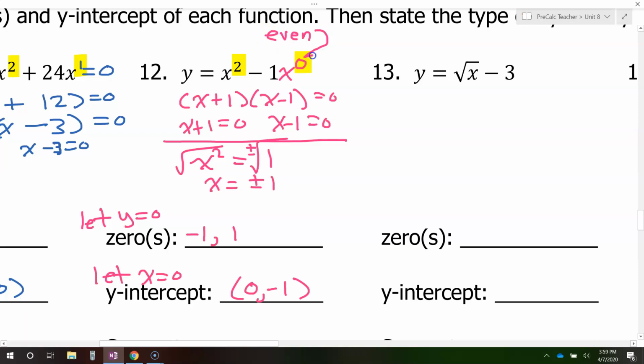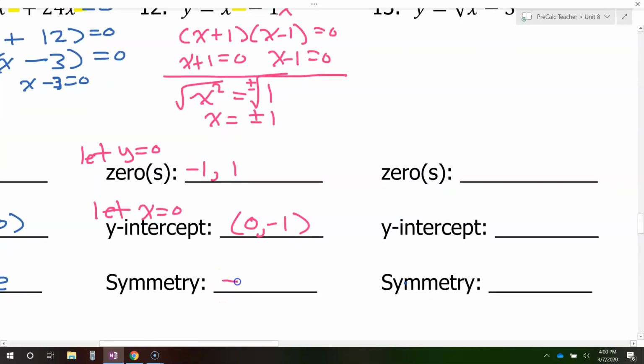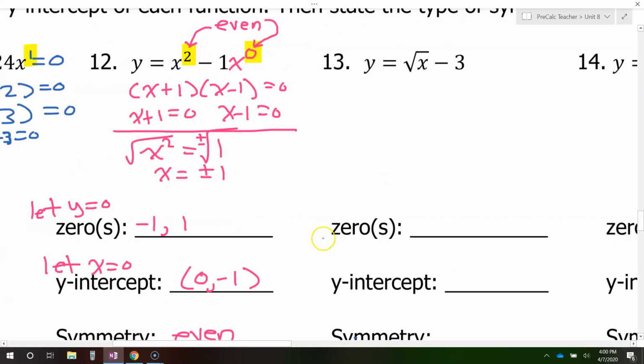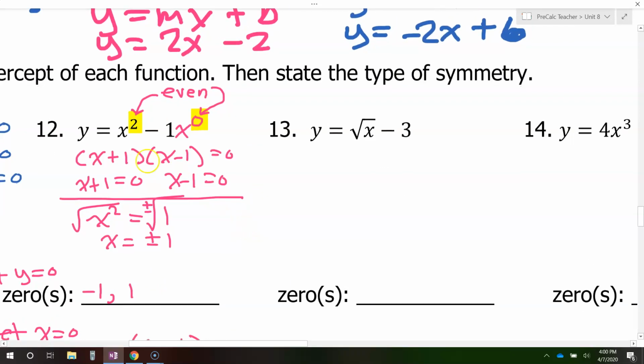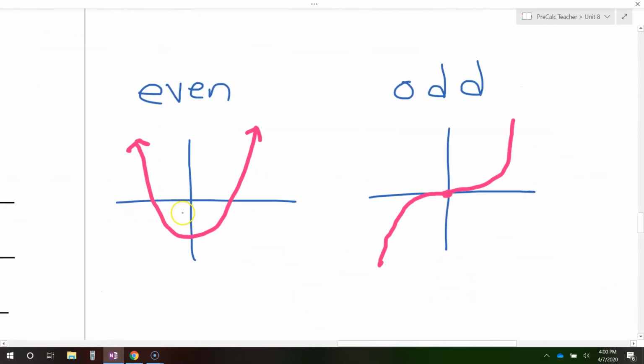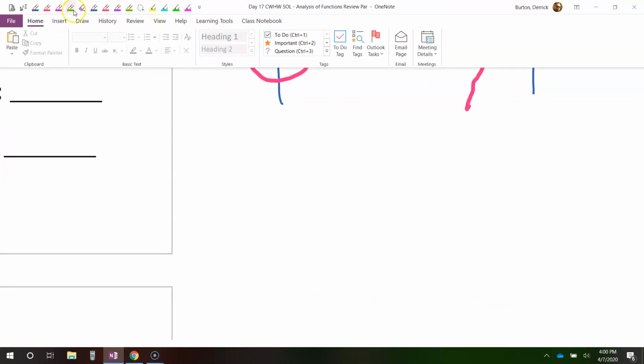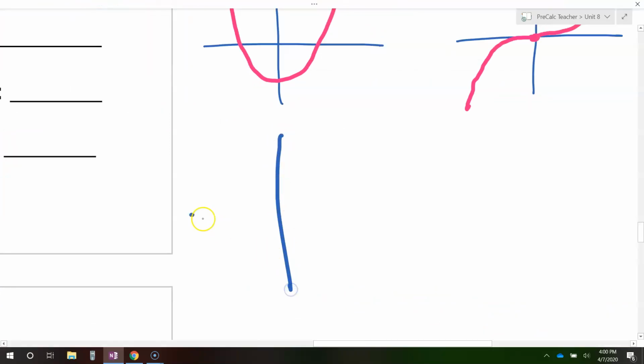By the way, fun fact, 0 is an even number. Some people do not know that. So 0 is an even number, and obviously 2 is an even number. All of the exponents are even, so this is going to have even symmetry. We could have easily done this graphically as well. See the x squared? That tells us that the parent function is this. We're talking about x squared, so the parent function looks like this.